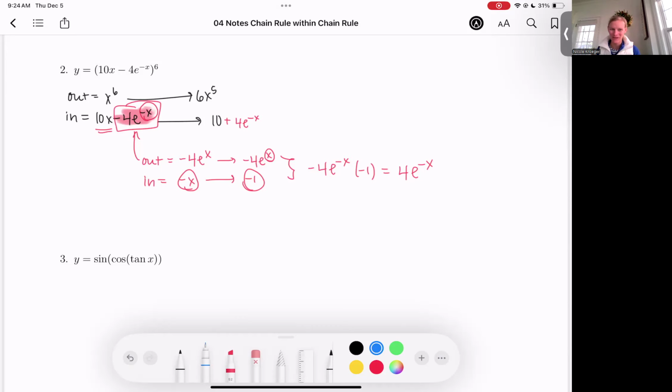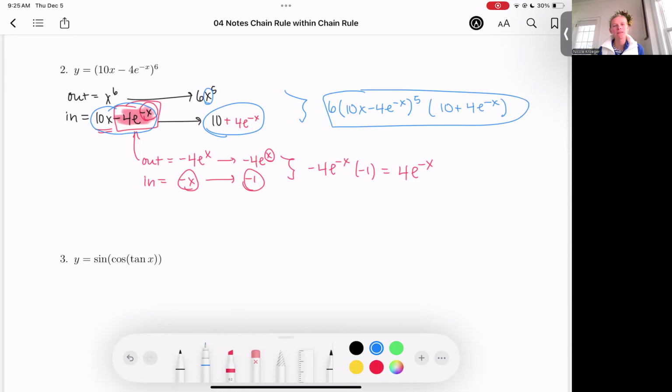That was just the derivative of my inside function. So now I'm going to put all of this back together. I'm going to plug my inside function into the derivative of my outside function. So I get 6 times (10x minus 4e to the negative x) all to the 5th power. And then I'm going to multiply that by the derivative of the inside function.